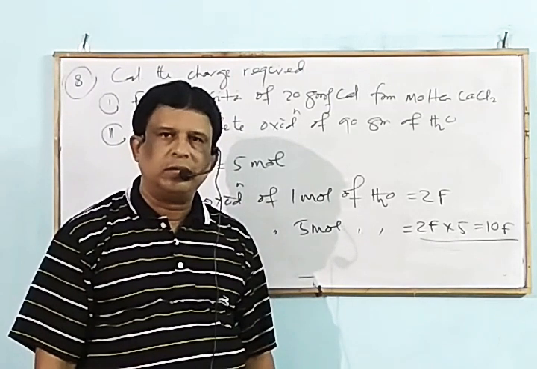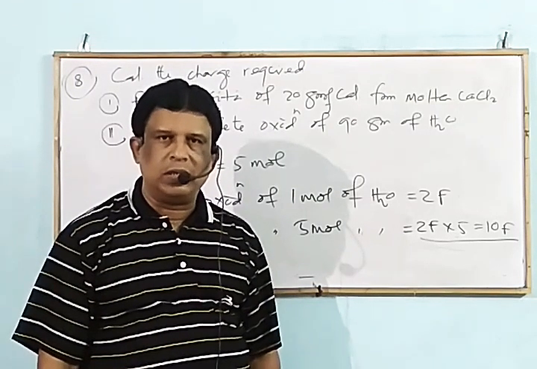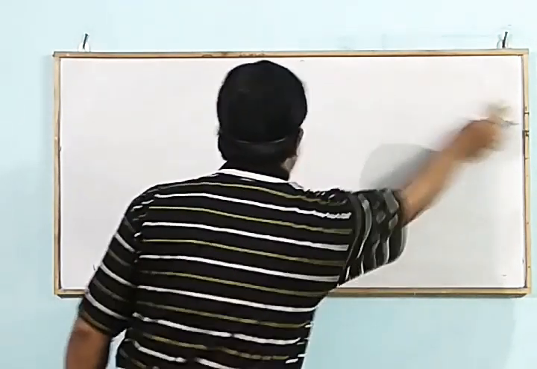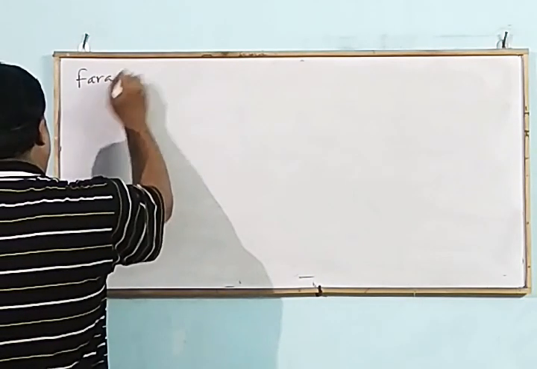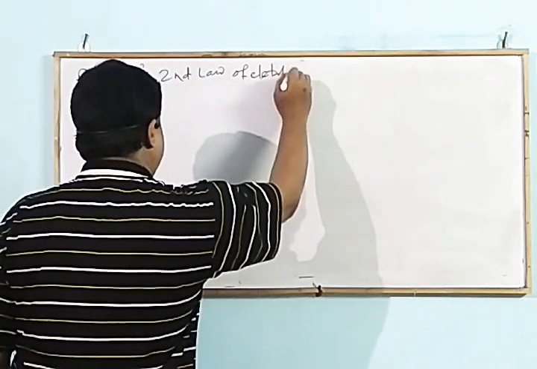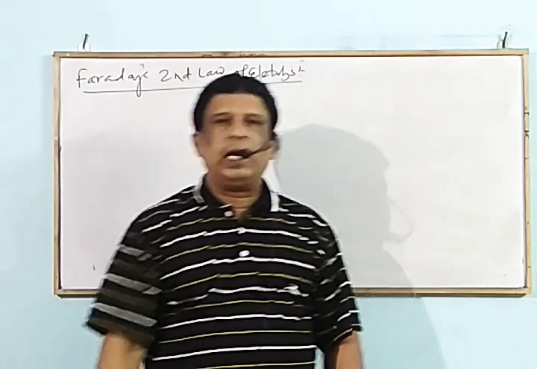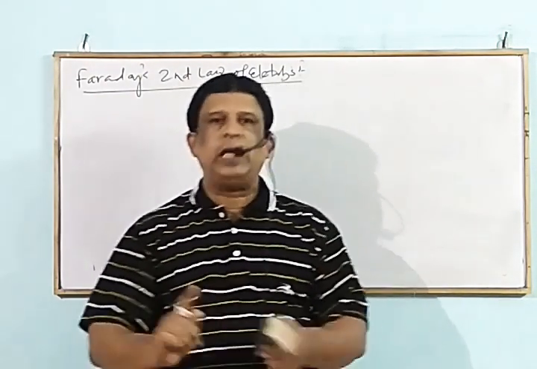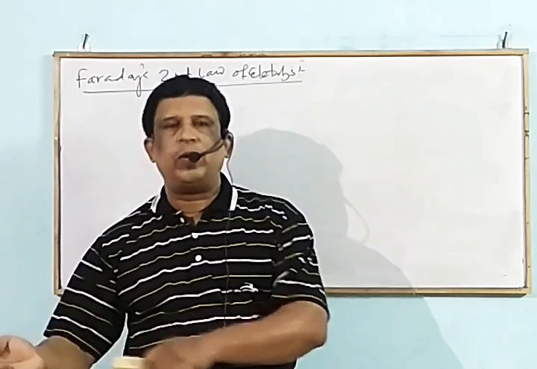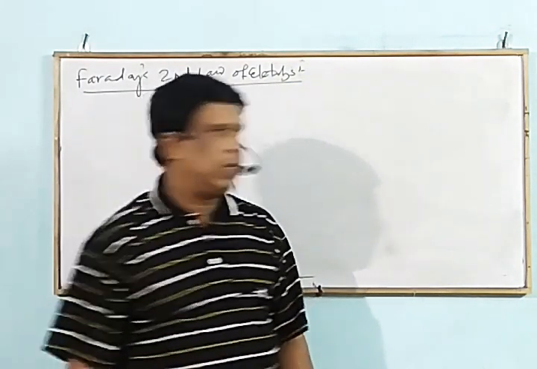So we move next. Switch over to the second law of electrolysis, that is known as Faraday second law of electrolysis. This law states that when 2 or more electrolytic cells are connected in series and same quantity of electricity is passed through them, then the amount of substance deposited or liberated at their respective electrode is directly proportional to their equivalent masses. Mark that.